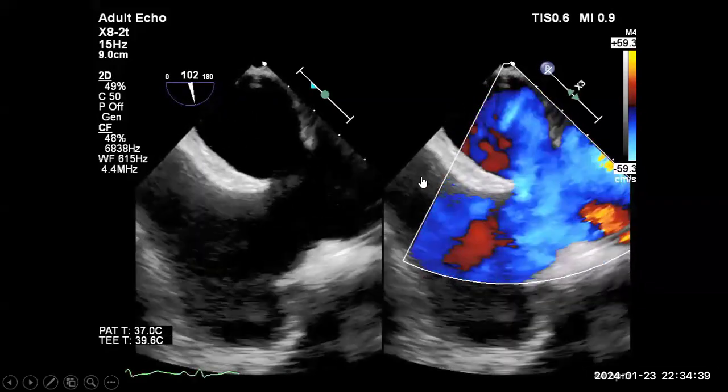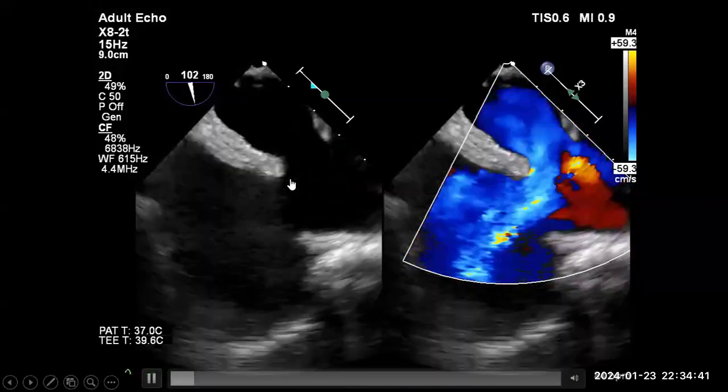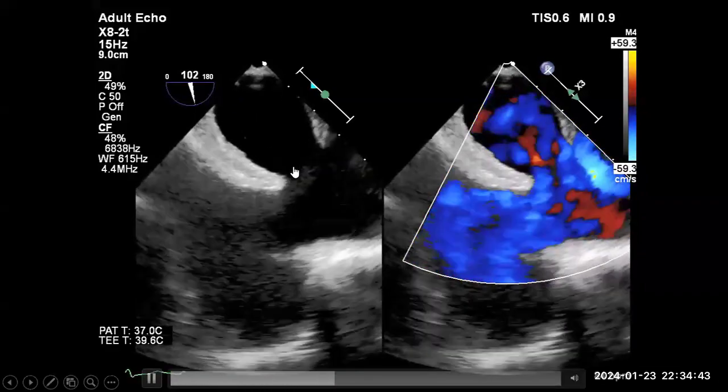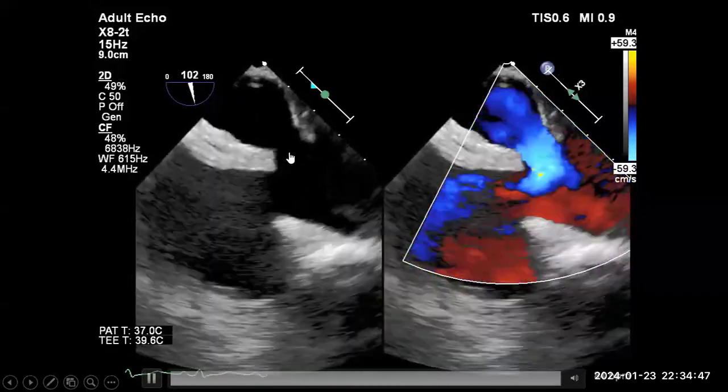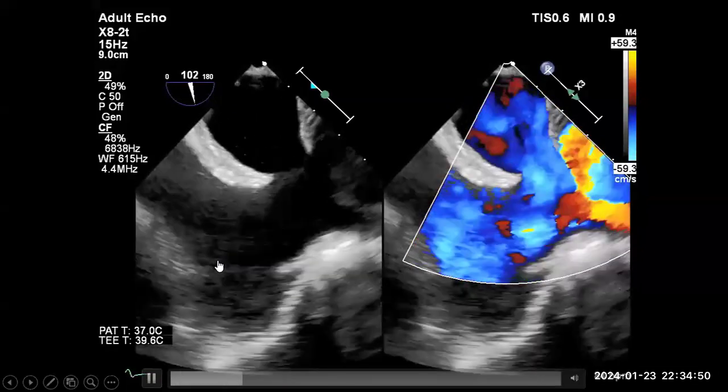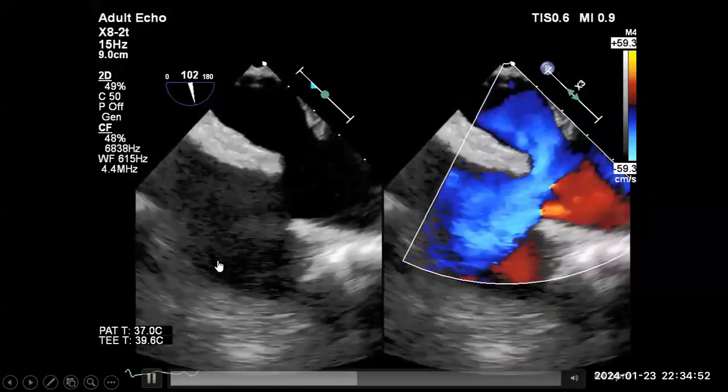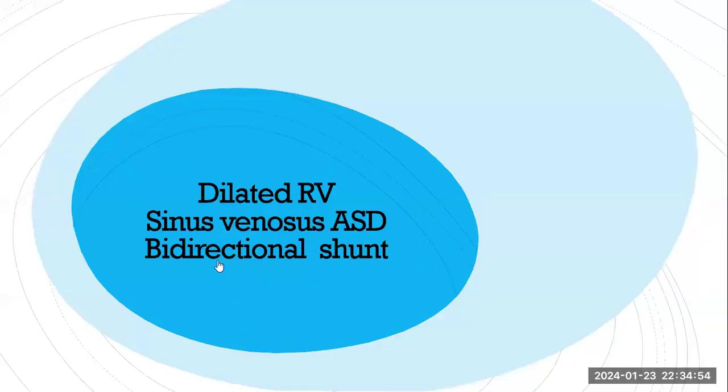Okay, guys. This is another focus view. You see how big it is, and the IVC, some of this is draining in the LA instead of going to the RA. Okay. So dilated RV, sinus venosus ASD, bidirectional shunt. In the exam, in the coding sheet, you can mention just left to right, if they bring something like this for you. Excellent.